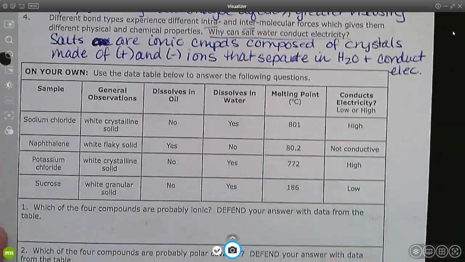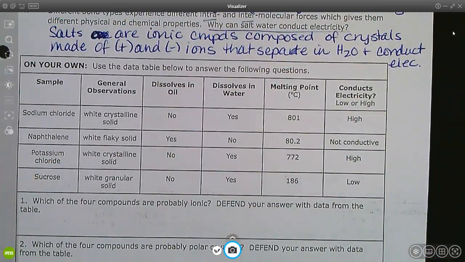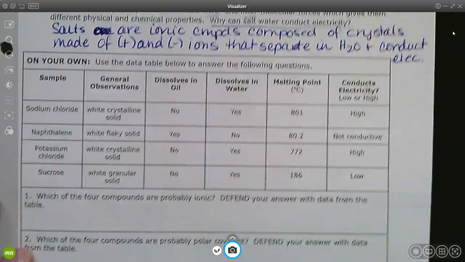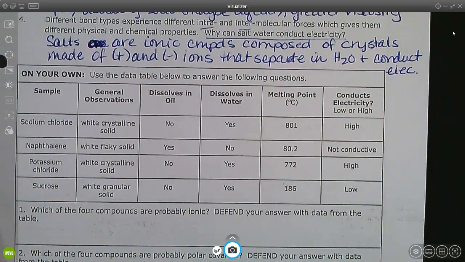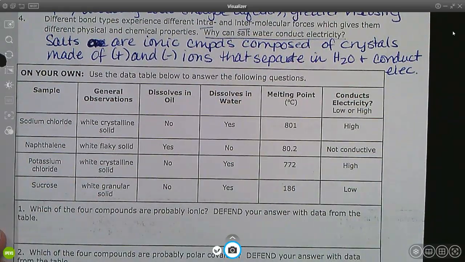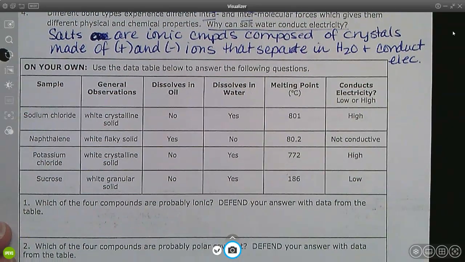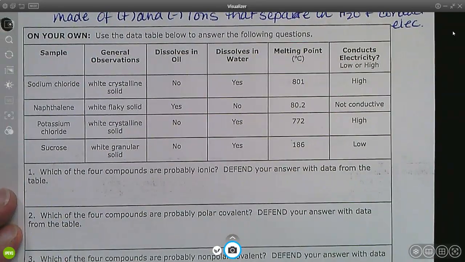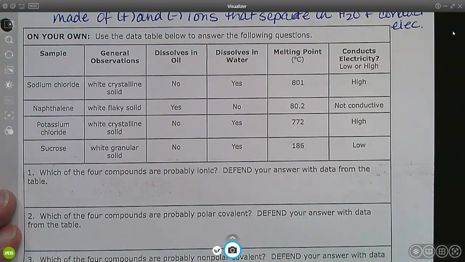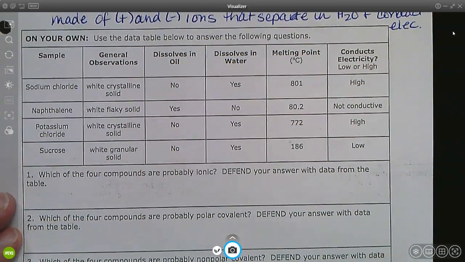So in the data table below, they give you some information. They give you 4 different compounds, and they give you information about whether they dissolve in oil or water, what their melting points are like, whether they conduct electricity, and they're going to ask you to figure out which are ionic, which are polar covalent, and which are nonpolar covalent.